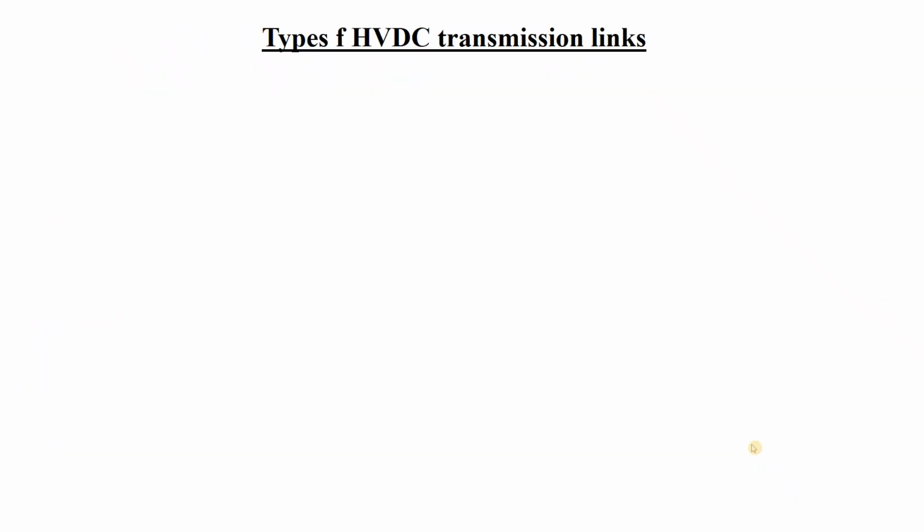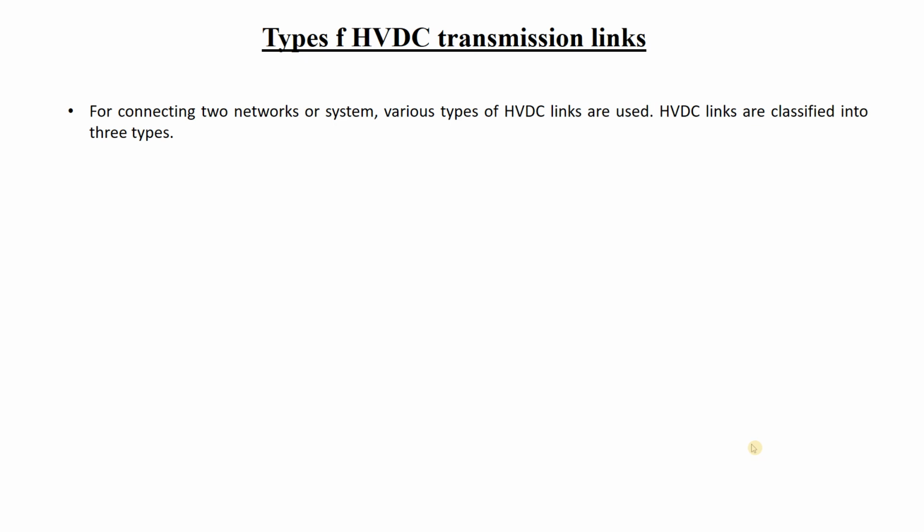So types of DC links will be very much important for your study. So, types of HVDC transmission links. So what are the types? For connecting two networks or systems, various types of HVDC links are used. The HVDC links are classified into three types.